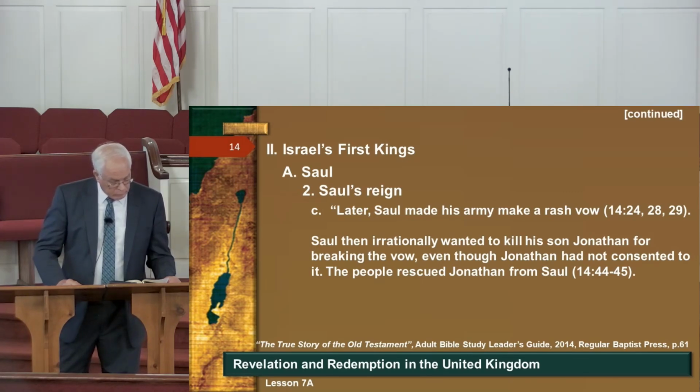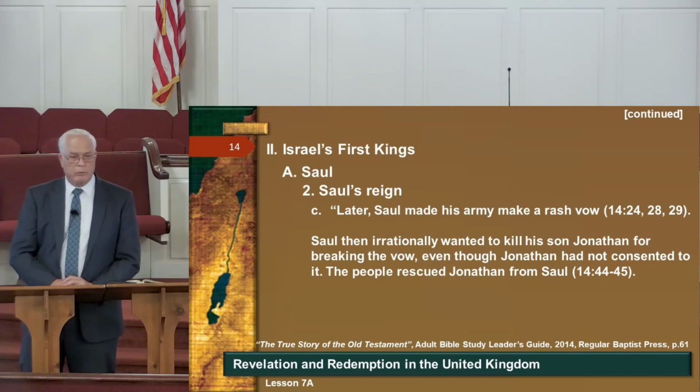And the people said unto Saul, Shall Jonathan die, who hath wrought this great salvation in Israel? God forbid. As the Lord liveth, there shall not one hair of his head fall to the ground, for he has wrought with God this day. So the people rescued Jonathan, that he died not.